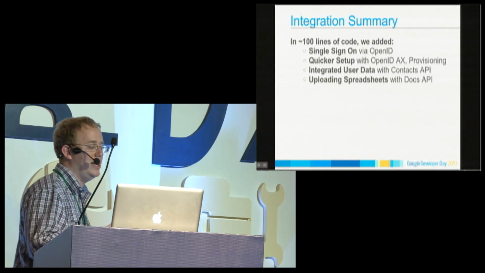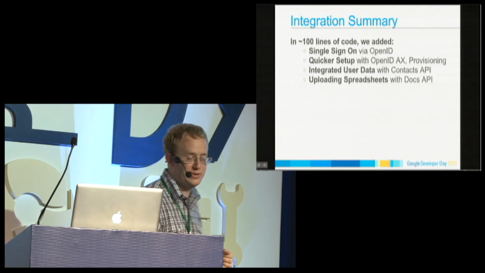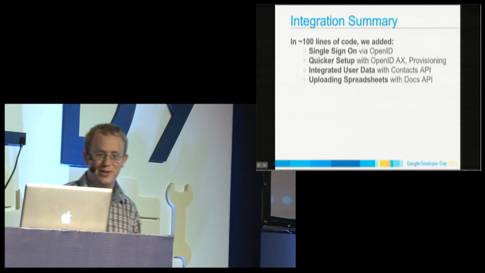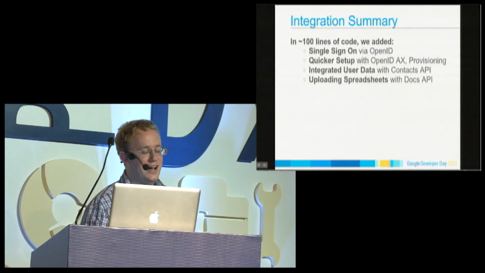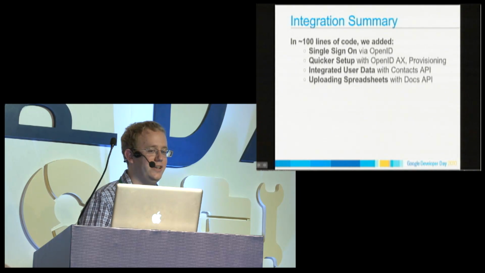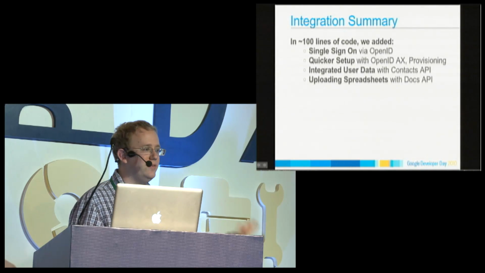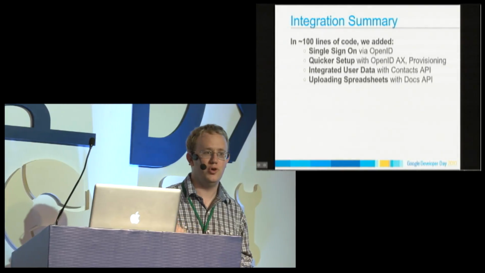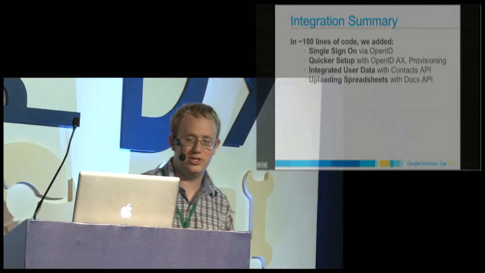So we had about 100 lines of code. I did count them, but it was quite manual because I counted them from the slides, but hopefully that 100 number is right. In 100 lines of code, we added single sign-on via OpenID. We had a very quick setup process using OpenID Attribute Exchange and the Provisioning API, and we integrated the user's data with the Contacts API and Google Docs. So let me show you one other feature that I've built in this application.